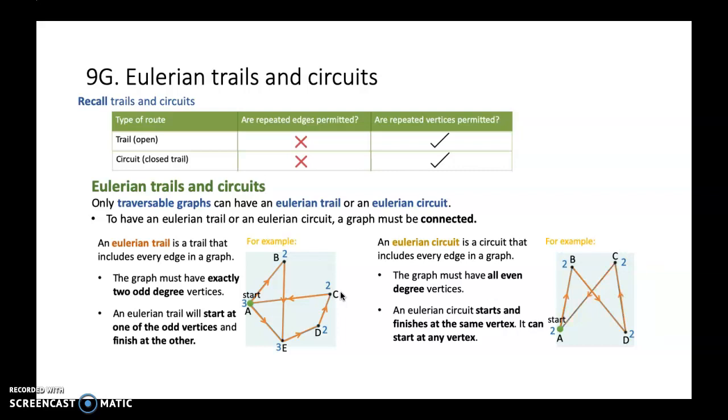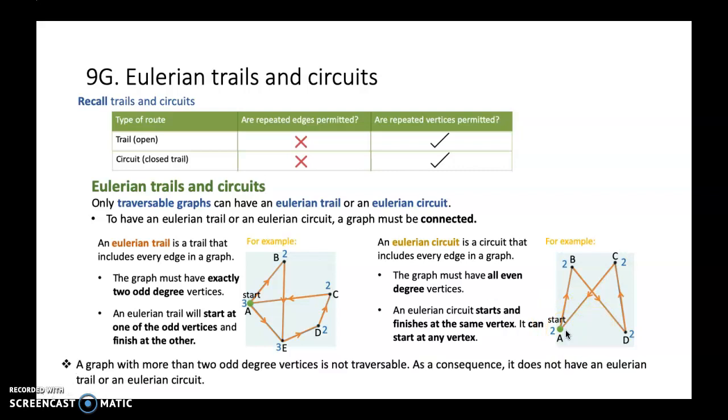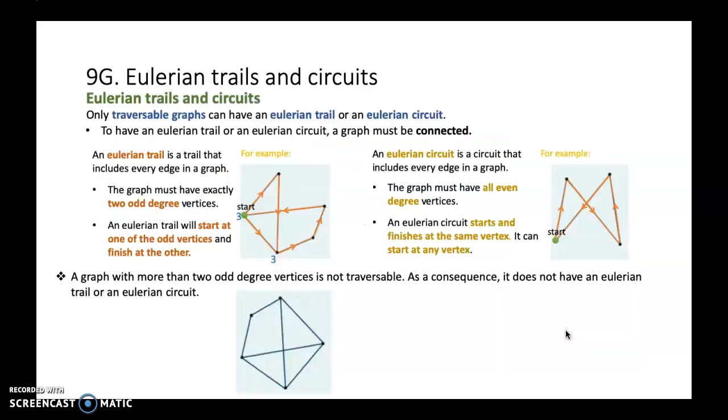So as you can see, for these two examples, we include all the edges in a graph. The only difference is we start and finish at different vertices for an Eulerian trail, but for an Eulerian circuit, we start and end at the same vertex. One thing you need to be aware of is, if a graph has more than two odd vertices, then it is not traversable, therefore we cannot find an Eulerian trail or a circuit.